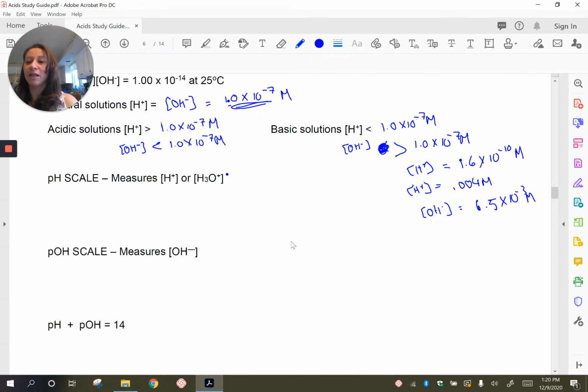So they came up with a scale to express the concentration of the H plus. When you get to really small numbers or really high numbers, it's really hard to think through. If I tell you 1.6 times 10 to the negative 10th versus 1.6 times 10 to the negative 8th, in our brain, those numbers are both really, really small and they kind of mean the same thing, right? When in reality, they're 100 times different. And so they came up with the pH scale, which measures the H plus concentration or H3O plus concentration, whichever you prefer. And pH is equal to negative log of the H plus concentration.